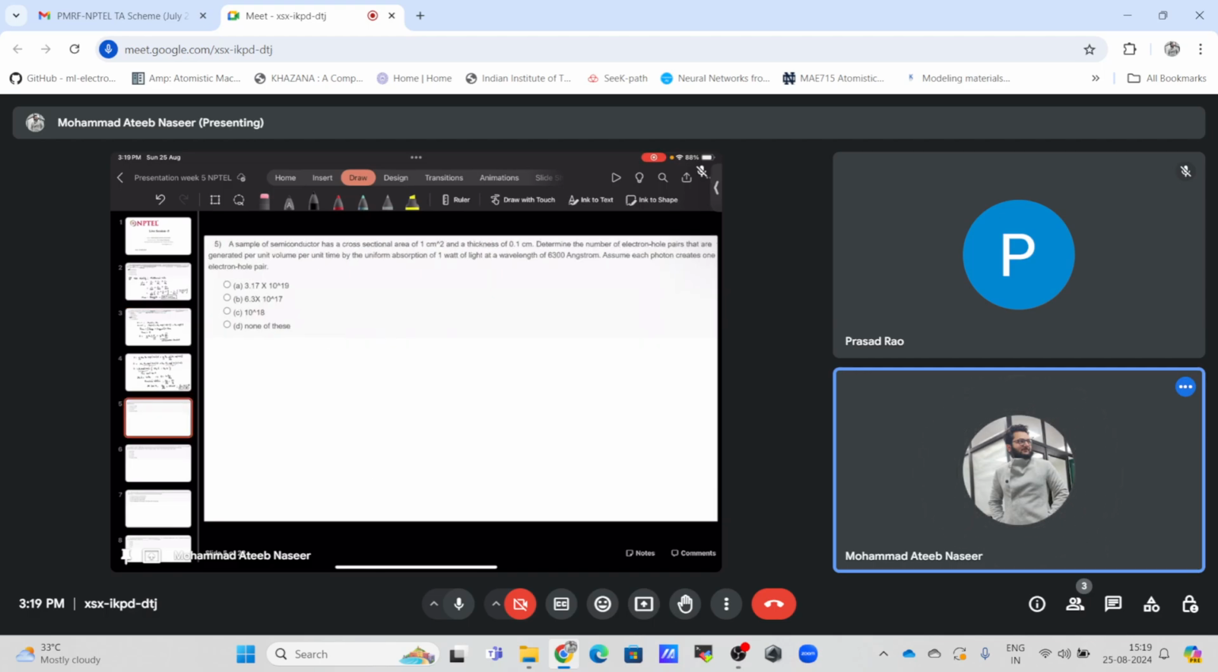Okay, now moving to another problem, which says that we have a semiconductor, and this sample of semiconductor has some cross sectional area equal to 1 centimeter square, and the thickness is 0.1 centimeter. What we have to do now is find the number of electron hole pairs that are generated per unit volume per unit time by the absorption of some light.